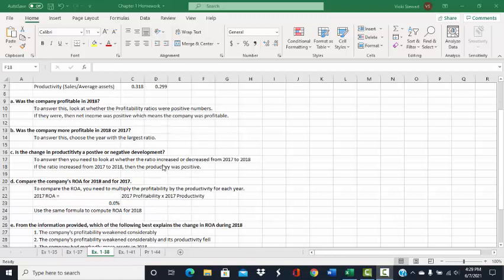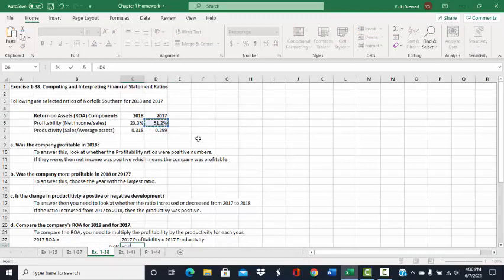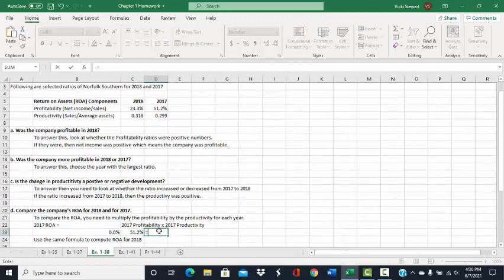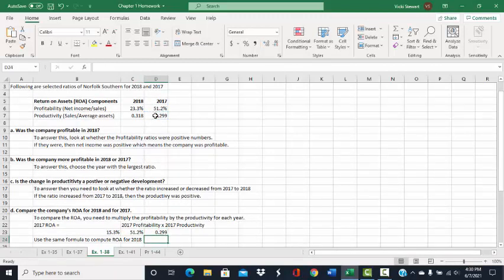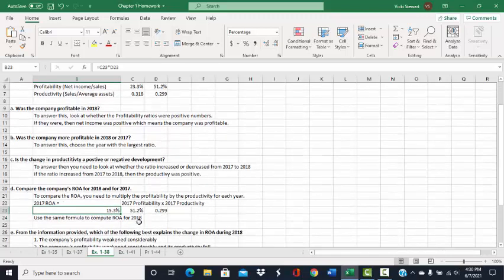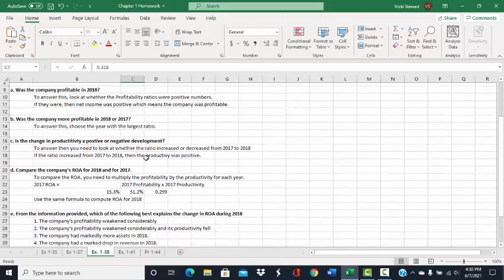The D part states, compare the company's return on assets for 2017 and 2018. So we've been given the components of return on assets, but now we're going to actually calculate return on assets for 2017. To do that, we're going to multiply the profitability, the 51.2%, times their productivity, because that's how you calculate return on assets. So when we multiply these two, we get return on assets for 2017 of 15.3%. Now you would need to do the same thing for 2018. You would multiply the profitability by the productivity, and I'm going to let you do that part yourself.